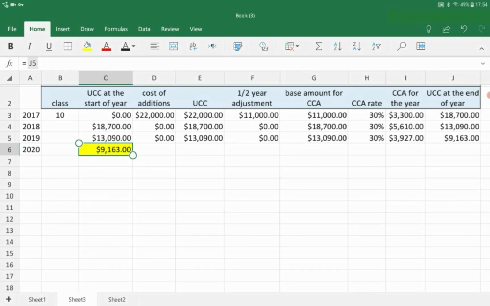So in this cell highlighted yellow, you have what CRA calls the opening undepreciated capital cost of the asset. Now you would take this number and in your tax software use it as the cost of additions for year 2020. So from CRA's perspective, this is a new asset that you're bringing into your business, and the cost of addition in year 2020 will be this $9,163.